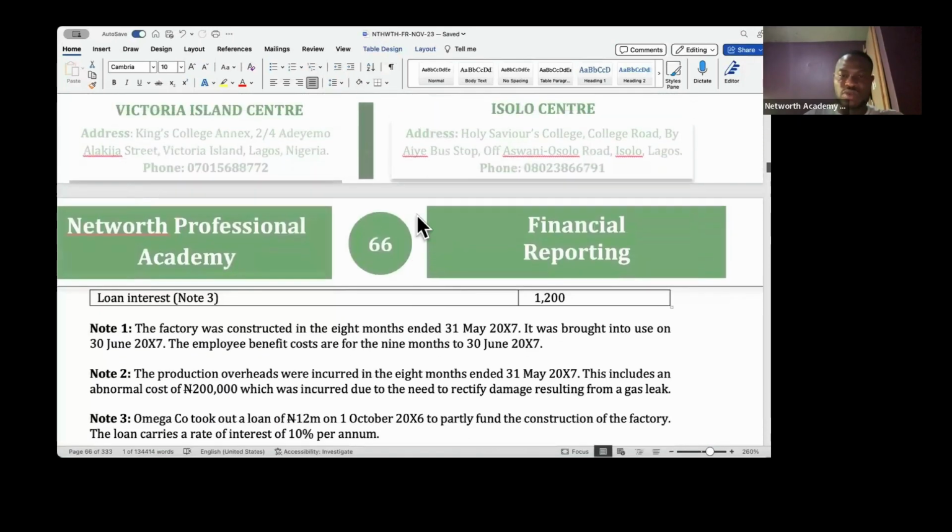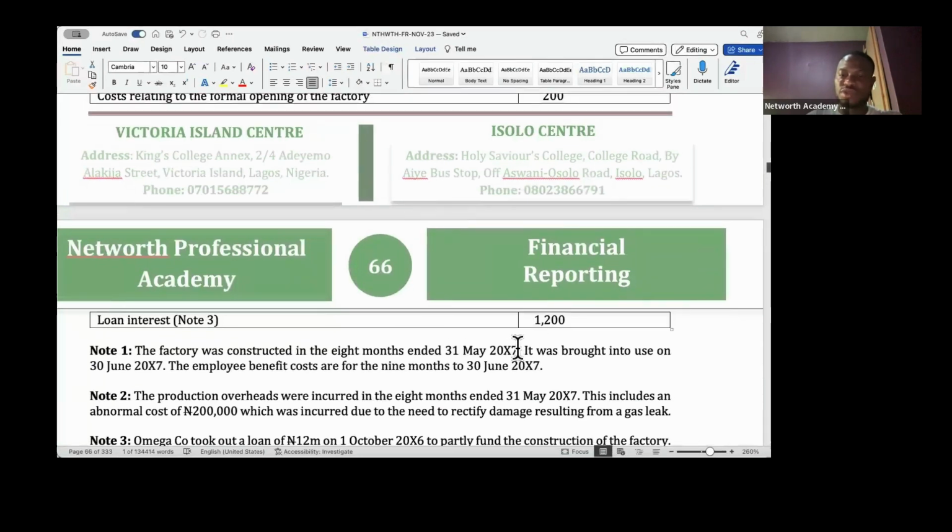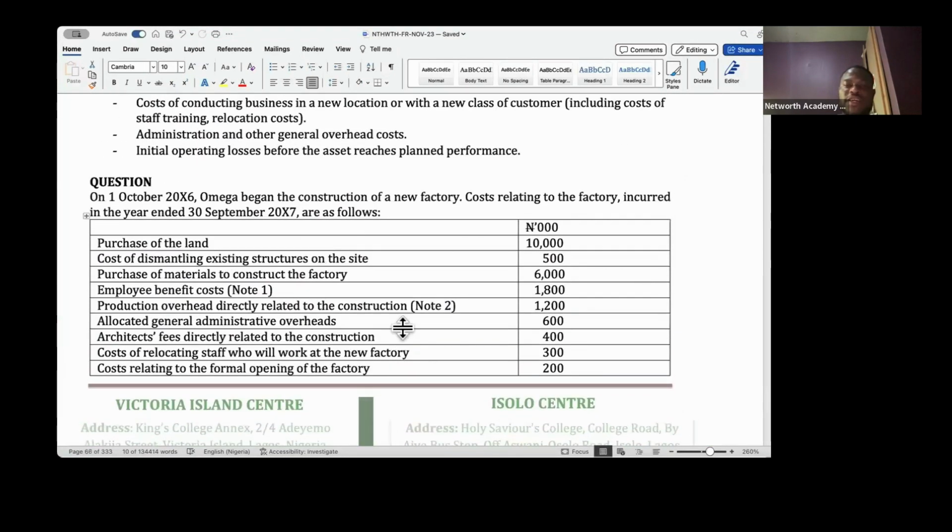Because the asset was ready for use in May, any cost incurred after the asset is ready for use should not be capitalized. So though the employee benefit was incurred for 9 months, the portion we're going to capitalize is the one directly involved in the construction, which is 8 months. So let's do 8 over 9 multiplied by 1.8. What would that give us?